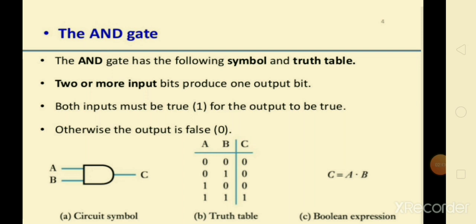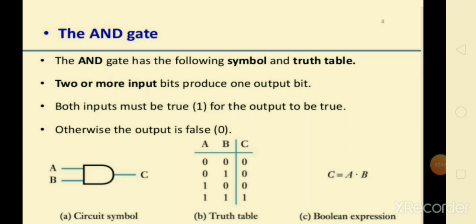There is a trick to write the variations of A and B: they are read as 0 0, 0 1, 1 0, and 1 1. This variation is common for all truth tables; only C changes in every gate. So we write 0 0, 0 1, 1 0, 1 1. You can treat 0 as off and 1 as on.